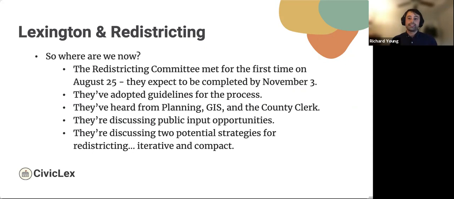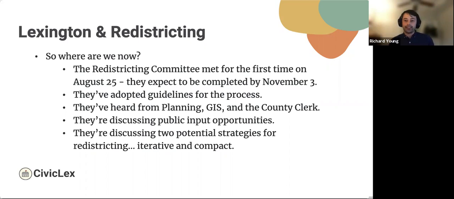So where is Lexington in its redistricting process? Is a question you may be wondering. Why are we having this redistricting workshop? We are in the middle of the redistricting process right now. It actually got started on August 25th, the first redistricting committee meeting, and they expect this process to be completely wrapped by November 3rd. We'll see if that date happens. It seems like there's the possibility to extend that. It is a very aggressive timeline, and I'm sure we'll hear from our redistricting representatives about that a little bit.